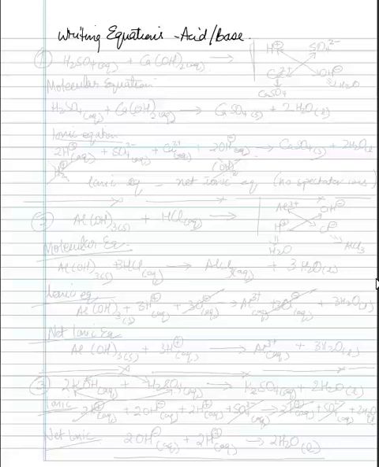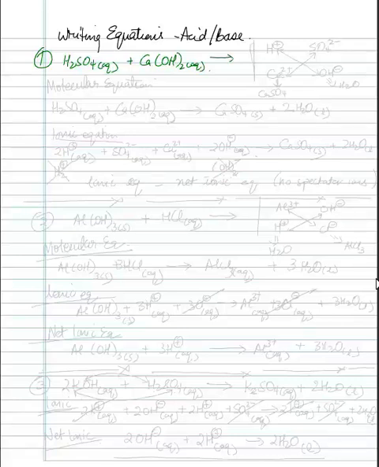Let's look at some acid-base equations now. All acid-base equations are also double displacement reactions. So let's start with the first one over here and work with sulfuric acid, H2SO4, aqueous, plus calcium hydroxide, also aqueous. So the first thing we have to do is predict the product.